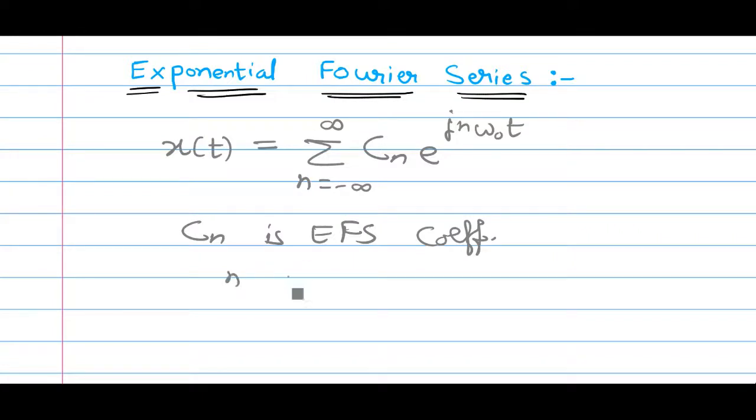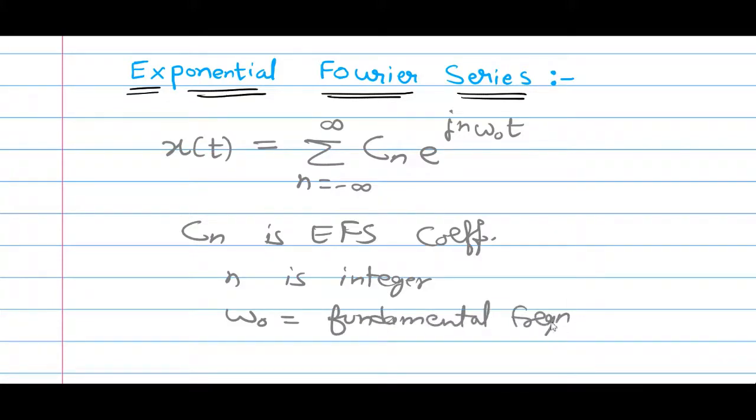n is an integer. It is 0, 1, 2, 3, 4 up to infinity, minus 1, minus 2, minus 3 up to minus infinity. Omega naught is the fundamental frequency in radian per second, and omega naught is nothing but 2 pi upon T, where capital T is the period of the signal x of t.